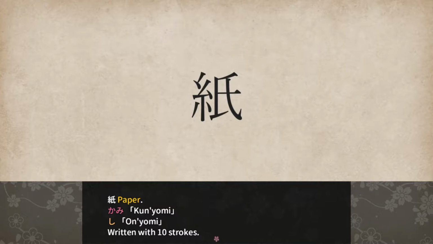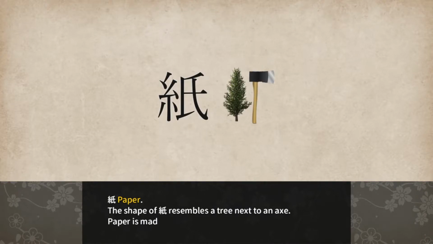Kami. Paper. Kami for Kun'yomi and Shi for On'yomi, written with 10 strokes. The shape of kami resembles a tree next to an axe. Paper is made from cut down trees.